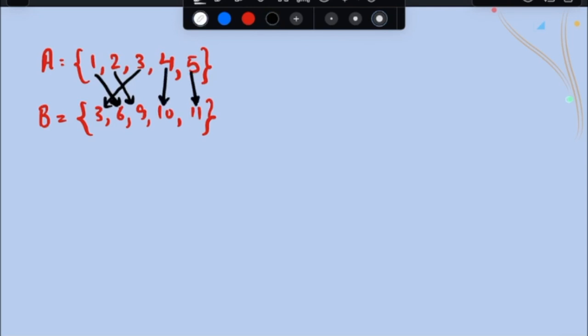As you can see, what is this black colored line referring to? This is nothing but a relation. What did I just say? That 1 is related to 6. That means it is a relation. They are related to each other. So, how to write it?